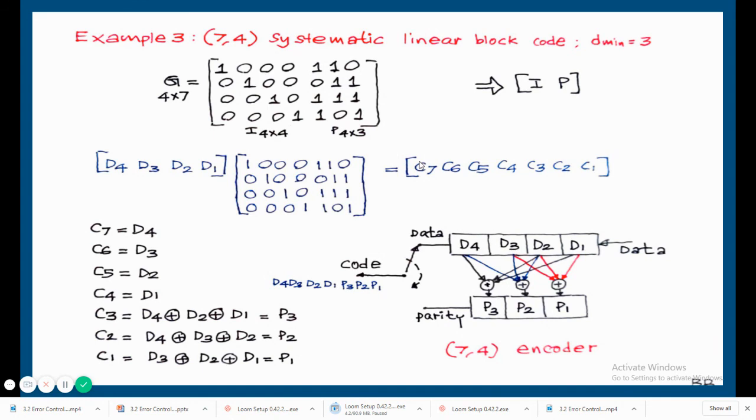The code rate for this 7,4 systematic linear block code is 4 by 7, because our expression is k by n. Code efficiency is 4 by 7 into 100%. Code redundancy is 3 by 7, that is n minus k, equal to 3 bits. So once you know n and k, code rate, code efficiency and redundancy can be determined.